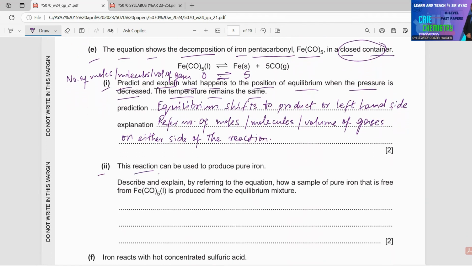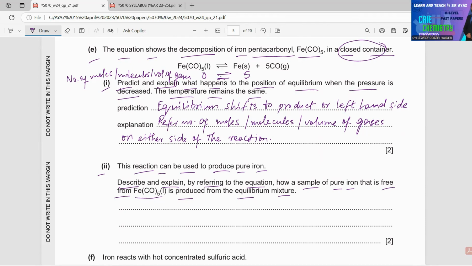Number 2, this reaction can be used to produce pure iron. Describe and explain why, referring to the equation, how a sample of pure iron that is free from Fe(CO)5 is produced from the equilibrium mixture. We need only iron from the reactant, and we have only one reactant. The reactant will be converting into products, and the products here are iron and carbon monoxide.